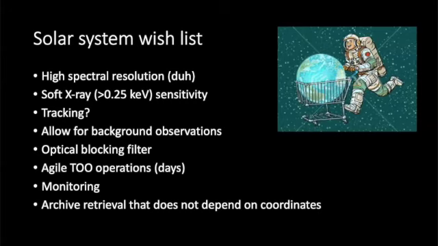And then finally, and that's a pet peeve of mine, astrophysical observations are archived along with their coordinates. And with solar system objects, their coordinates change as a function of time. And so this is not a good way to retrieve archival data of solar system objects. So maybe something that is name-based would really help us.